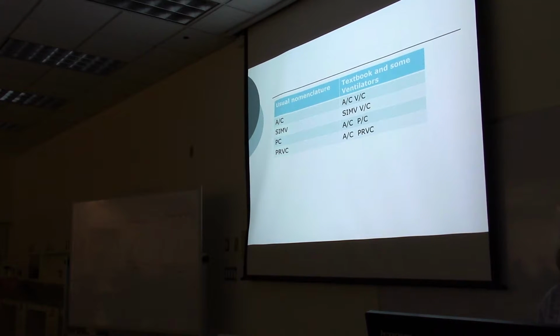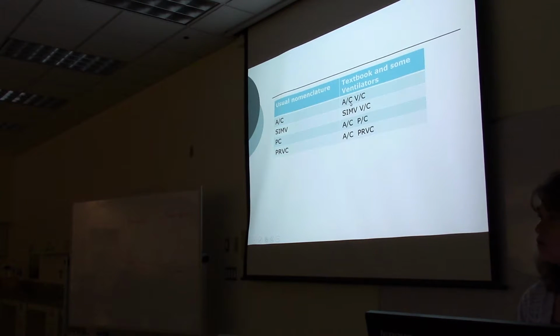All right, so we talked about assist control mode being that volume mode of ventilation. It's volume cycled, it's flow limited. That same mode of ventilation is called ACVC. So when you're looking on some of the ventilators, when you're reading in your textbook, instead of them just calling it assist control mode, you'll see ACVC.